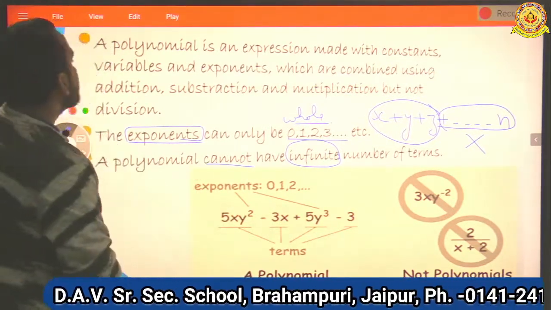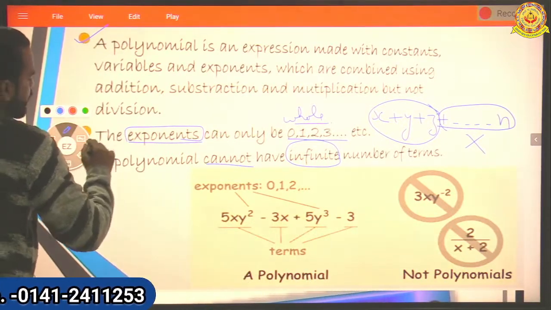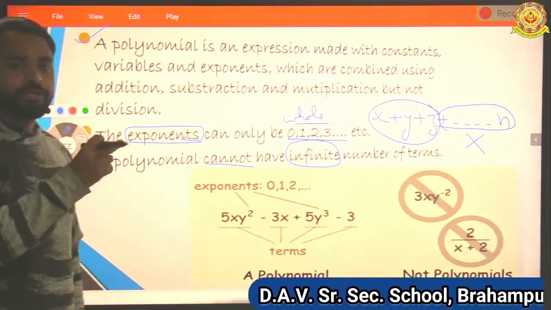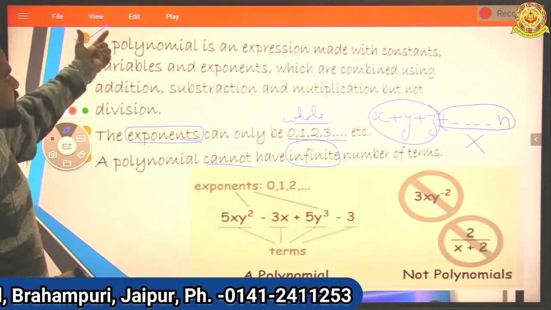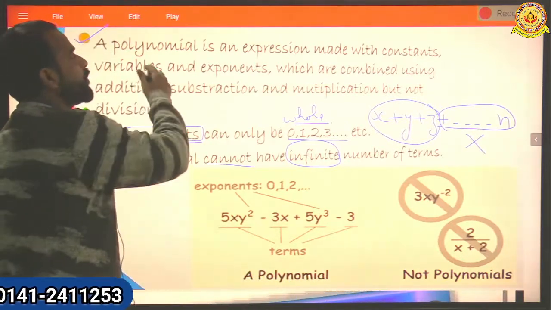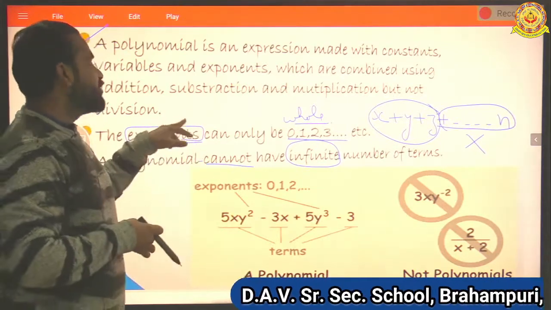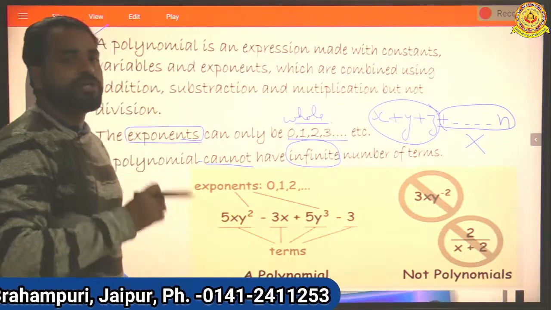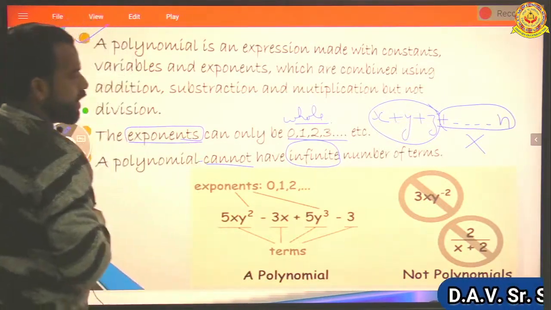Okay, so here the first question arises: if a particular expression is a polynomial or not, how can we decide? All these three combinations are polynomials, which have certain terms and exponents that are whole numbers, following the rule that there is multiplication, addition, subtraction but not division by variables.